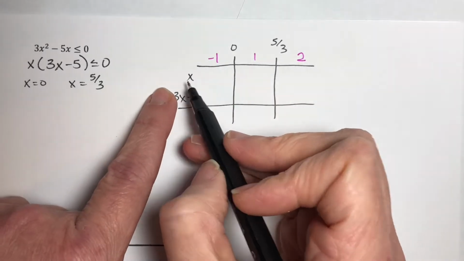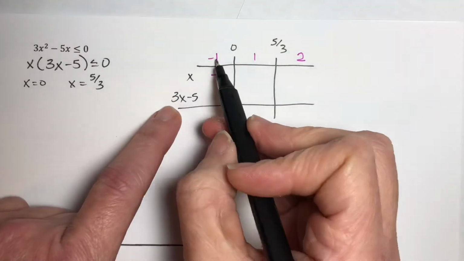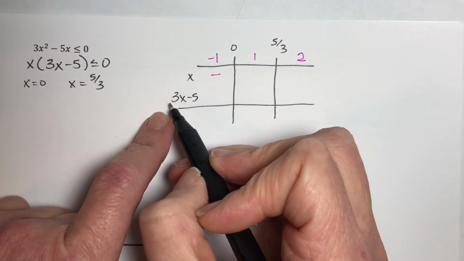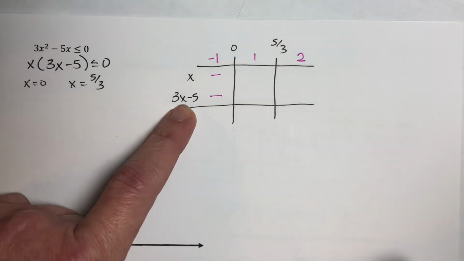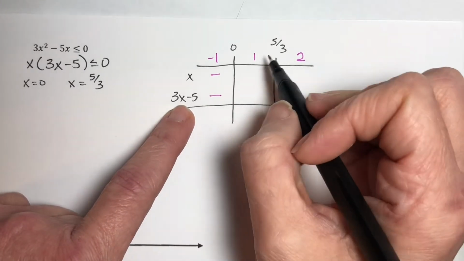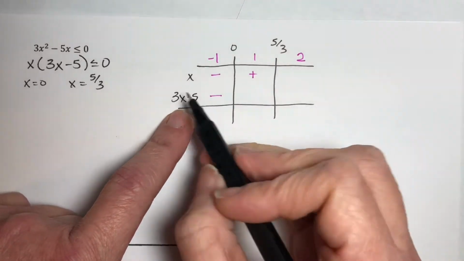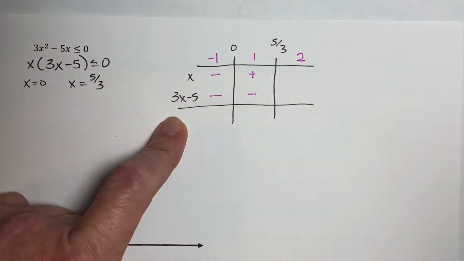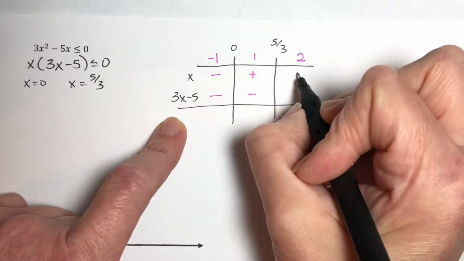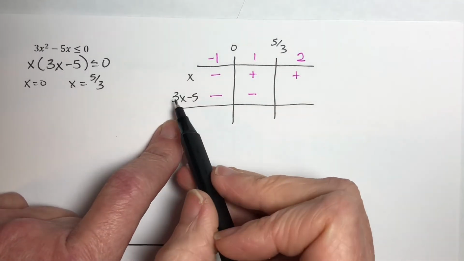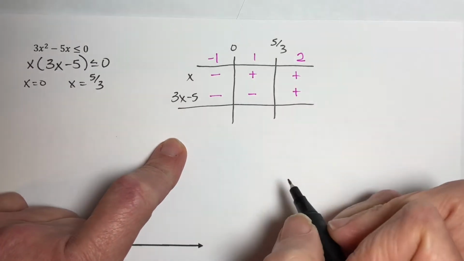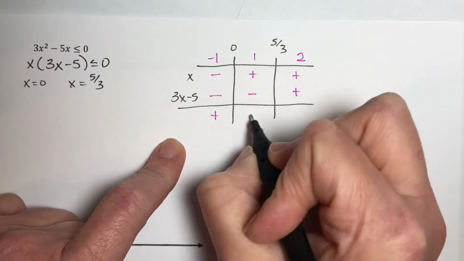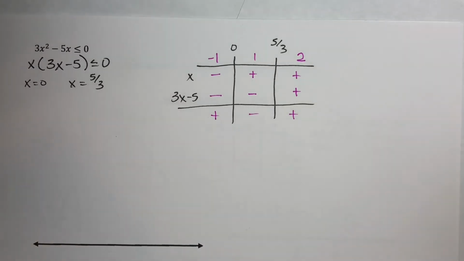Now, if I plug in negative 1 here, that's negative. Plug in a negative here, that would be negative 3 minus 5, which is negative. Okay, now plug in a 1, that's positive. 3 minus 5, that's negative. 2 is positive. If I plug in a 2, that would be 6 minus 5, which is positive. So following your sign rules, you have positive, negative, positive. Do these always alternate? No, of course not. But does it happen a lot? Yes.